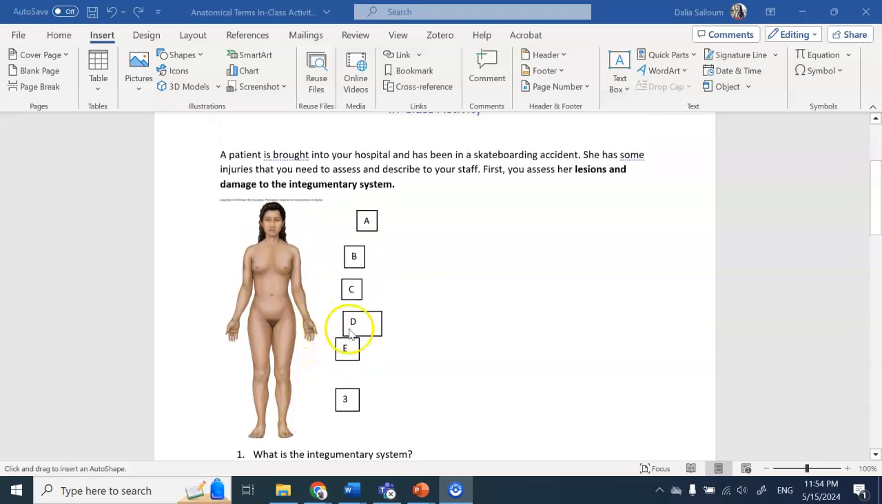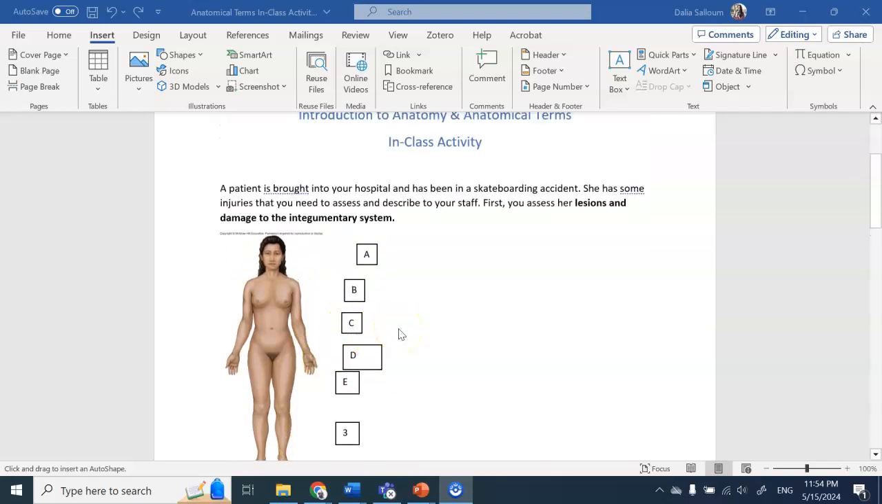Okay, this is just a quick overview on an in-class activity to help y'all practice just a couple of regional terms, anatomical terms in anatomy. It's a little fake case study. A patient is brought into your hospital and has been in a skateboarding accident. She has some injuries that you need to assess and describe to your staff.